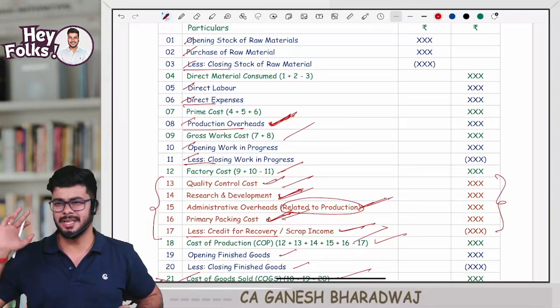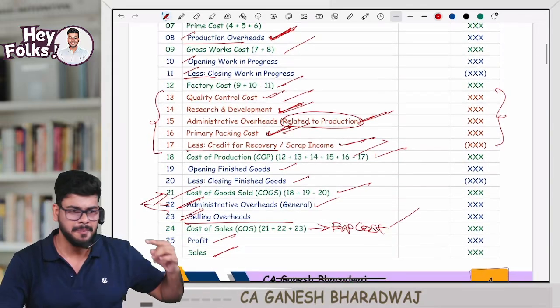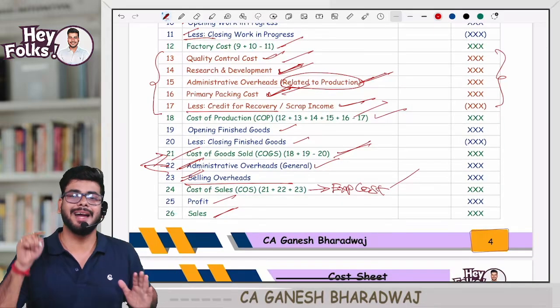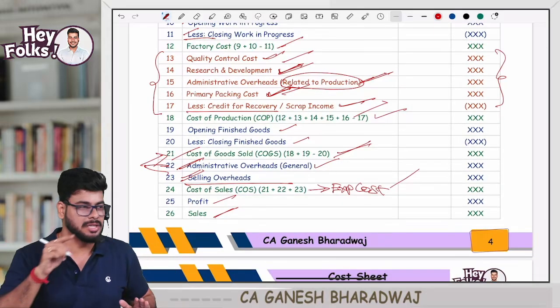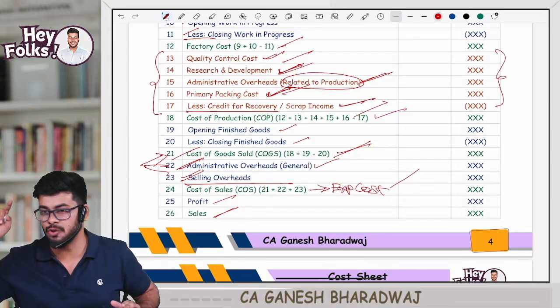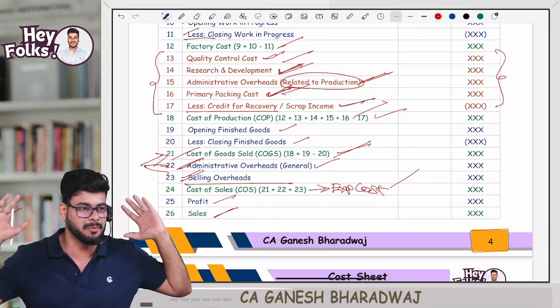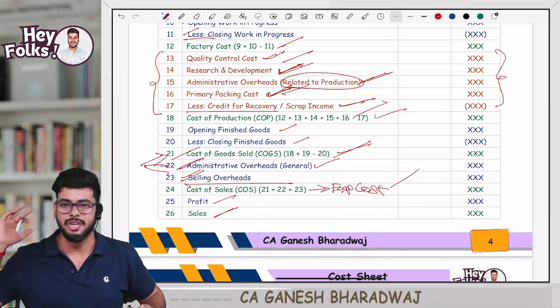Now life is the same. Add your opening FG minus closing FG, you arrive at cost of goods sold. Add all the other two period costs, that is AOH, add your SOH, you arrive at something called cost of sales. That's nothing but your total expired cost. Add a profit, you arrive at your sales.